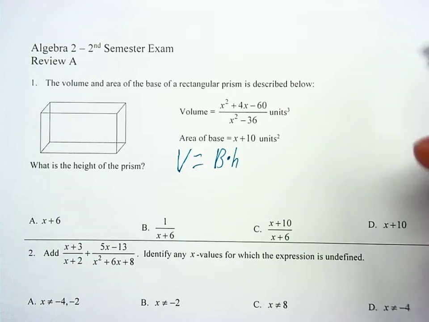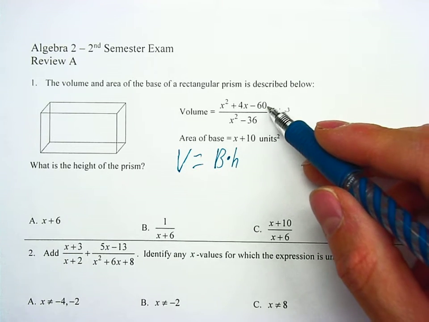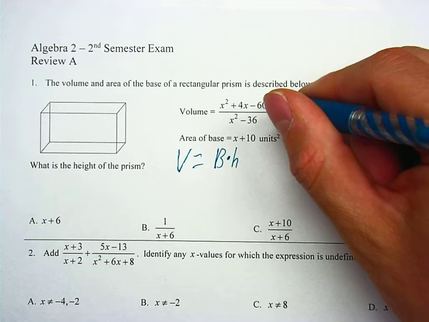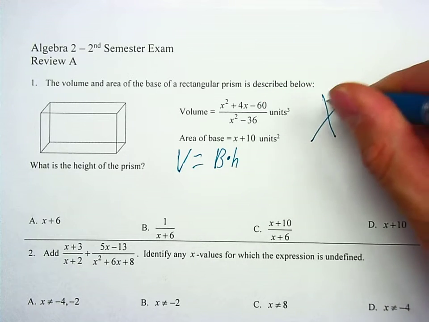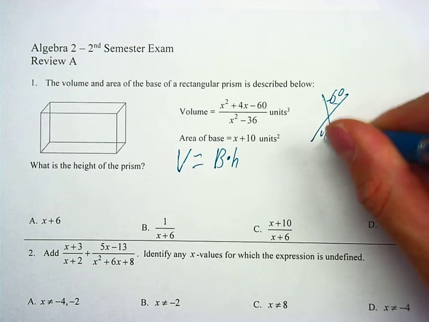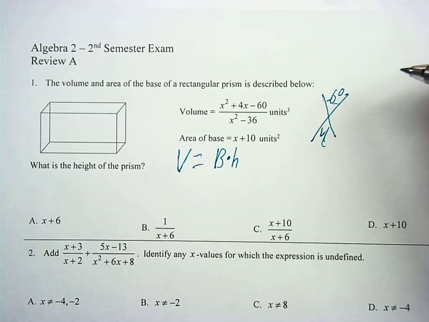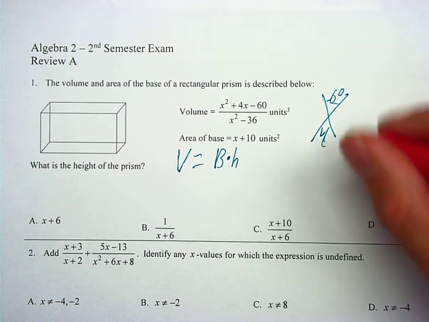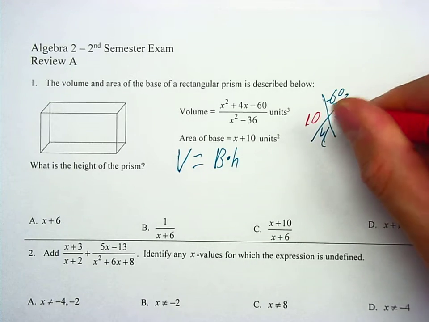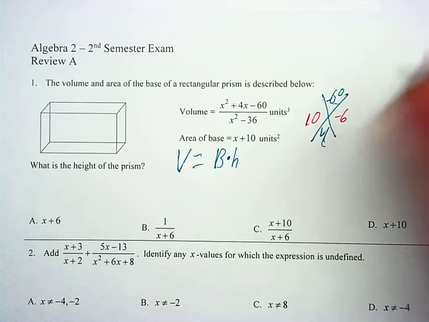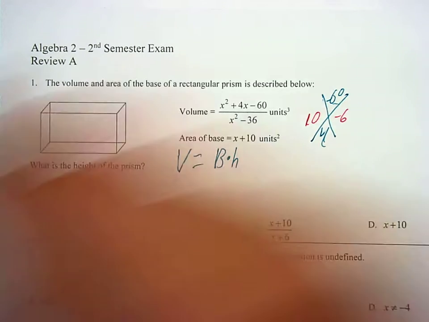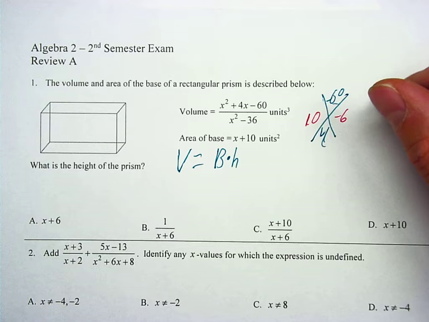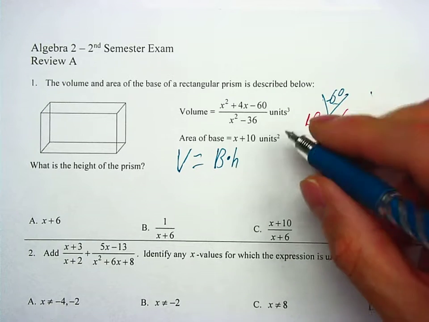Well, how do we do this? We're going to start off by factoring the volume here. We're going to find the factors of negative 60 that make 4. Most people would start off with a 10 and a 6, which is the proper set, because 10 minus 6 is 4. So 10 and negative 6 are my factors here. And we're also going to factor that x squared minus 36. That's a difference of squares, so it'll be 6 and negative 6.